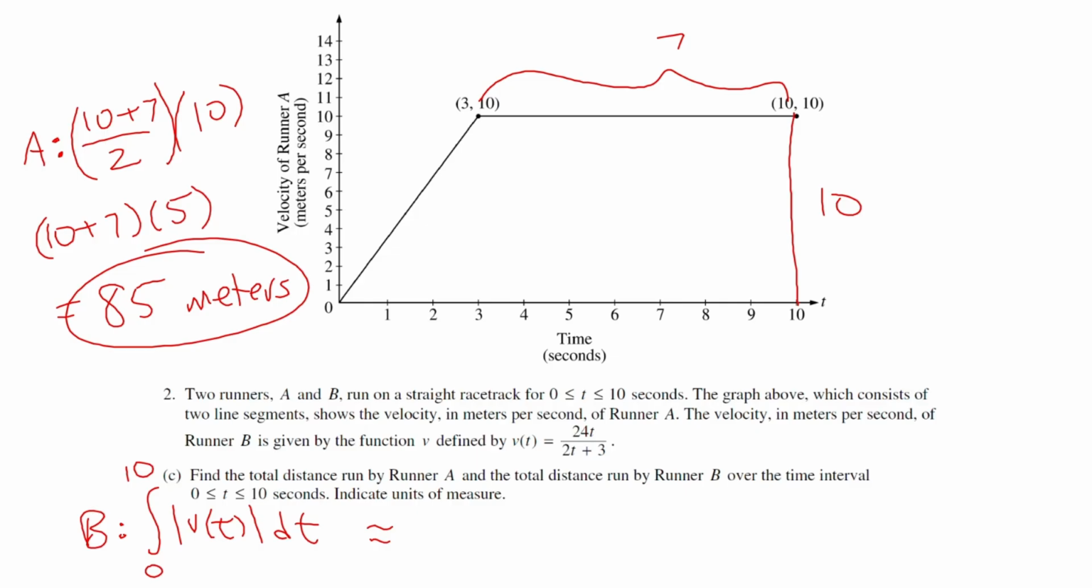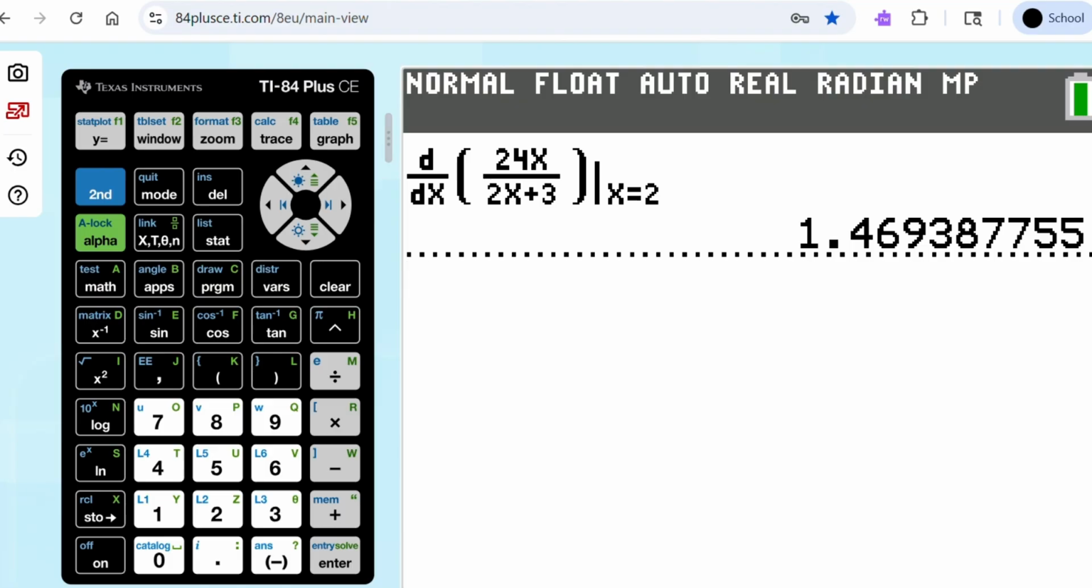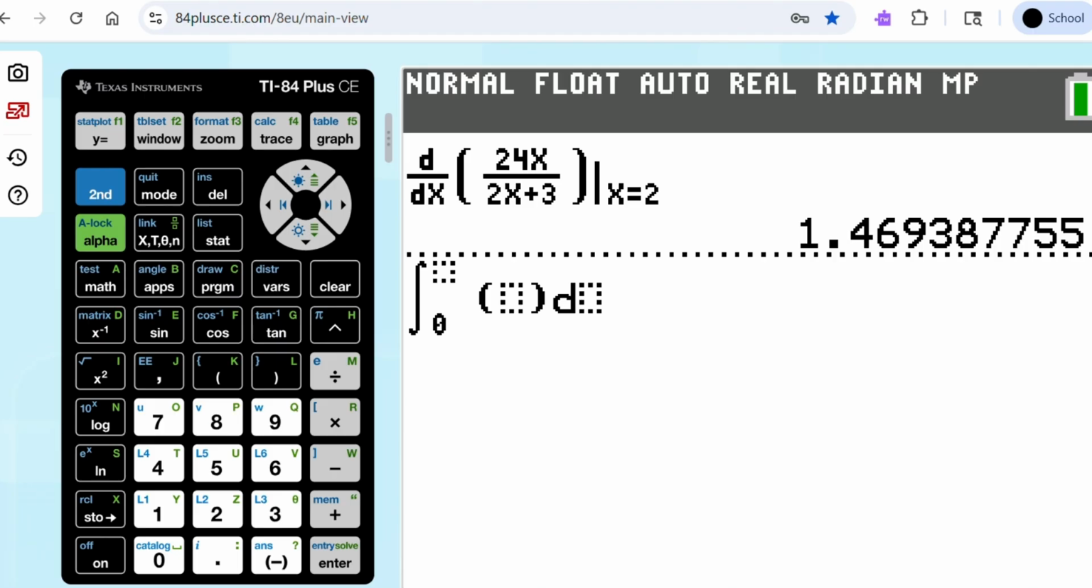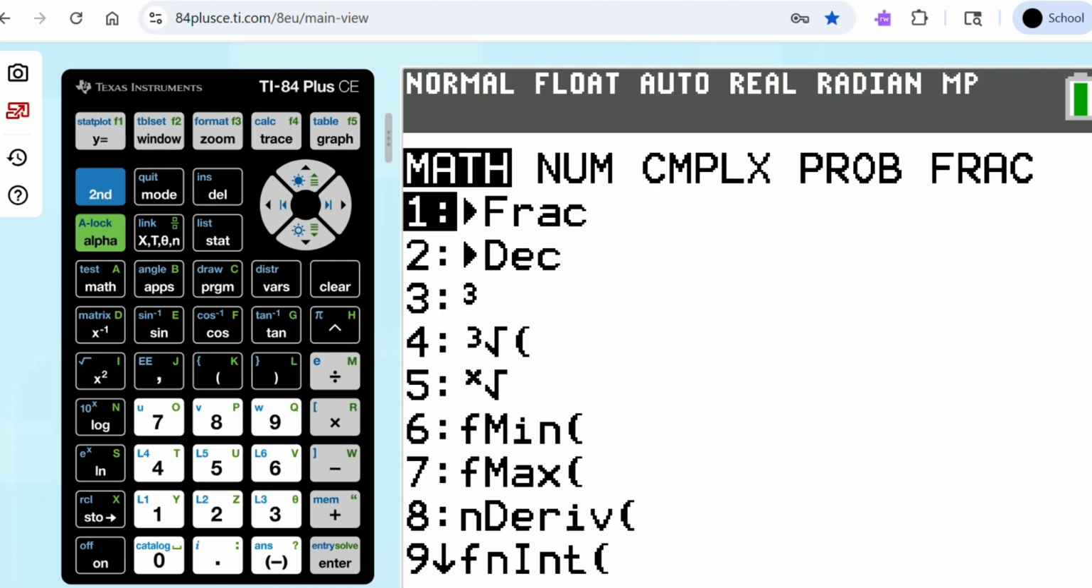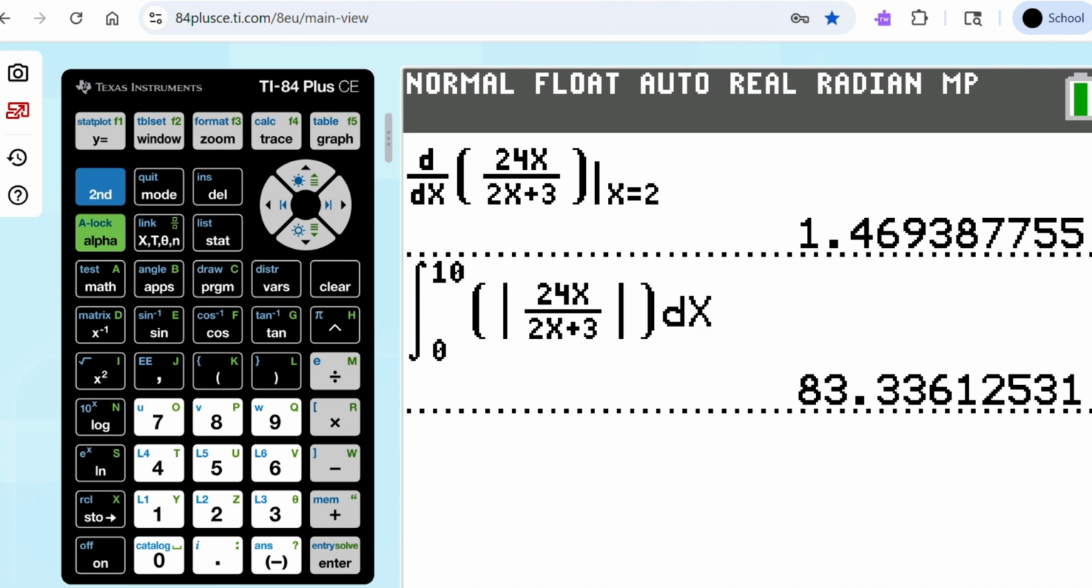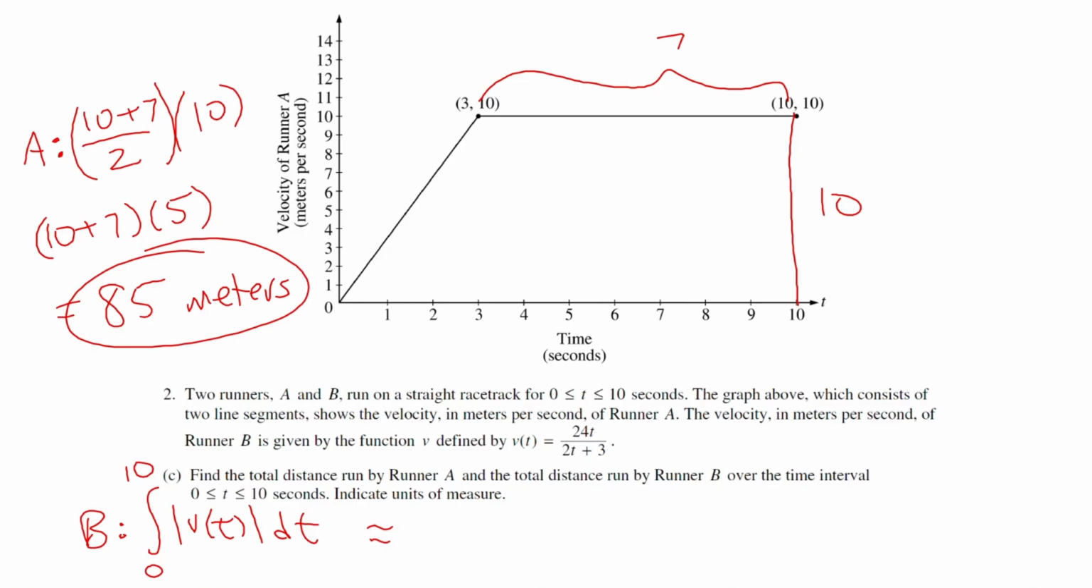And so if we do this, we'll go into our graphing calculator with math. We'll go down to option number 9. We're going to integrate from 0 to 10. And to get absolute value, we're going to hit math, go over to the second column and pick option 1 for absolute value. And then we'll just put our 24x over 2x plus 3 function. And again, I'm going to hit alpha x and put in 24x over 2x plus 3 dx, which gives us 83.336 meters.